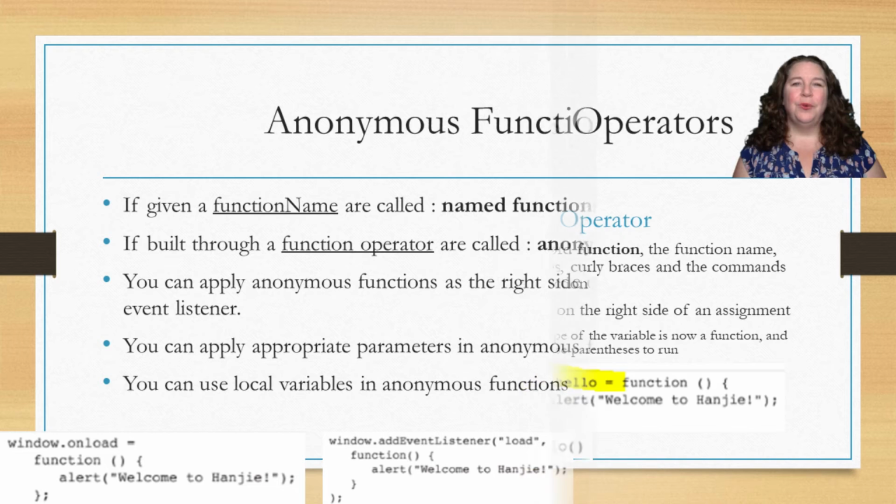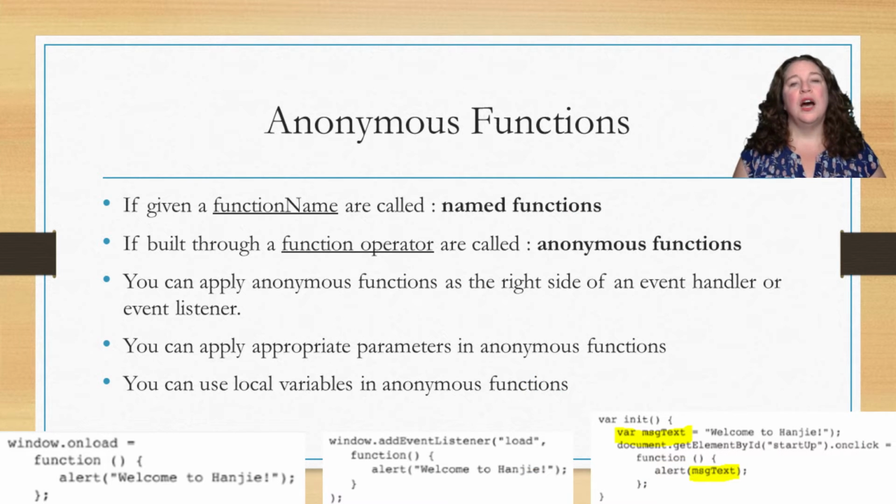We can create what are called anonymous functions. An anonymous function is kind of the opposite of a named function. All the functions we've done so far are named functions. We've given them a function name. So function foo is a function name, and then we do our regular functions. Anonymous functions are built through that operator I just showed you, and they don't have a name directly. If you assign it to a variable, the variable is now the name of the function. But you don't have to always assign it to a variable.